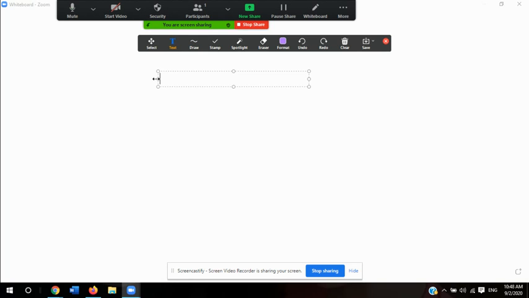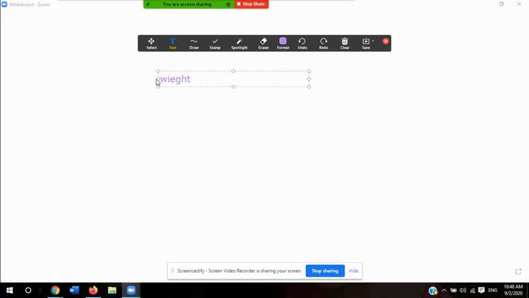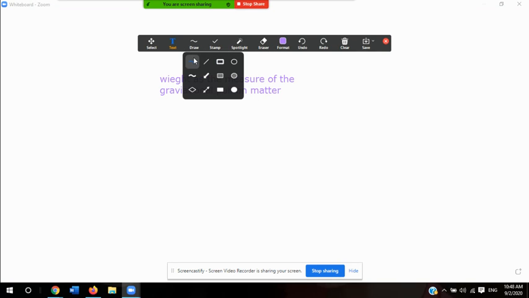Weight can be defined, on page 33 of your textbooks, as a measure of the gravitational pull on matter. And what that means is that weight is dependent on gravity. That's why, for example, our weight can vary from one planet to another, because each planet's gravitational pull is different.